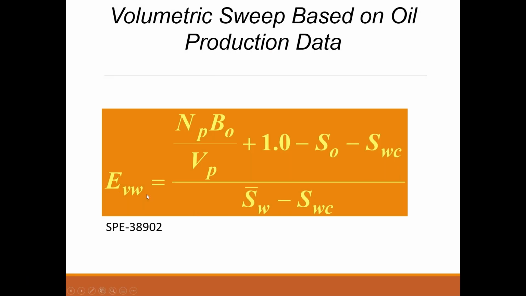Now there is a formula for this volumetric sweep efficiency that I have taken for calculation purposes. You can just calculate what the volumetric sweep efficiency might be by using this formula. These are the various terms: SWC is the connate water saturation, SW bar is the saturation at breakthrough, NP is the produced volume, PV is the pore volume, and BO is the formation volume factor. So it can give you an ideal estimate of the volumetric sweep efficiency.